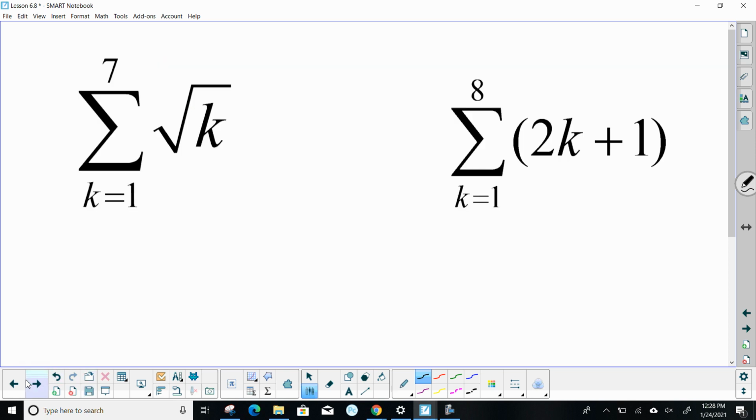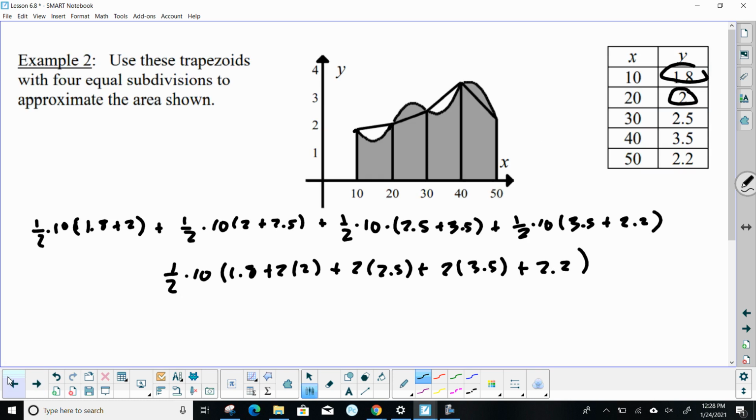Okay, we're going to kind of switch gears here a little bit. We're going to come back to this idea of Riemann sums and trapezoids and finding area.